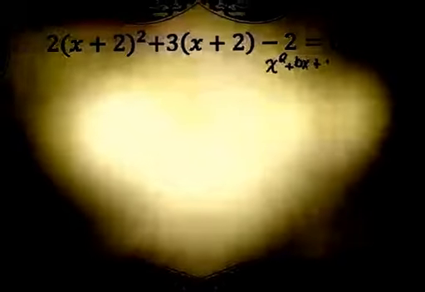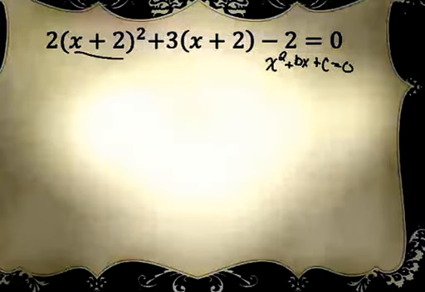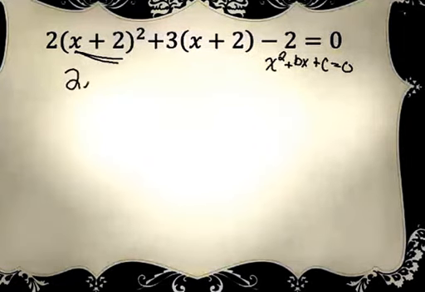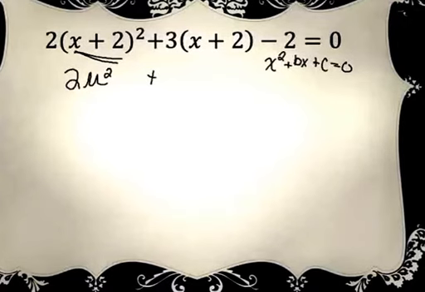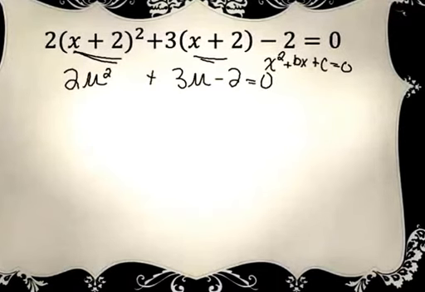Something that looks like x squared plus bx plus c equals 0. When I look at that, if I substituted in u, I would have 2u squared plus, and if this was also a u, 3u minus 2. Now this is a lot easier to solve than having this x plus 2 in.